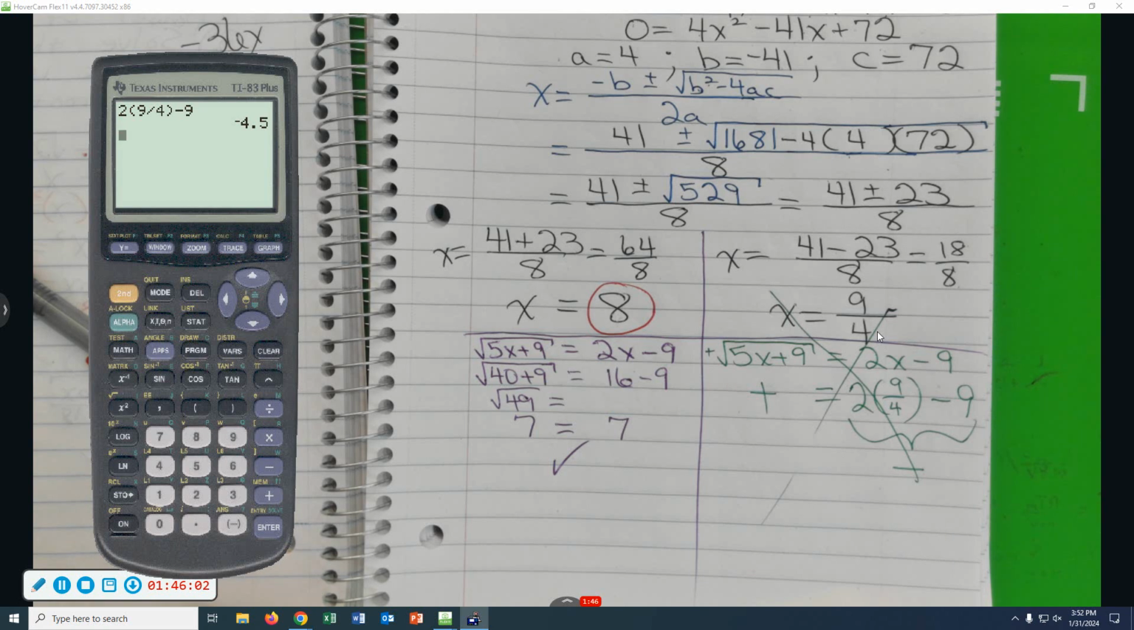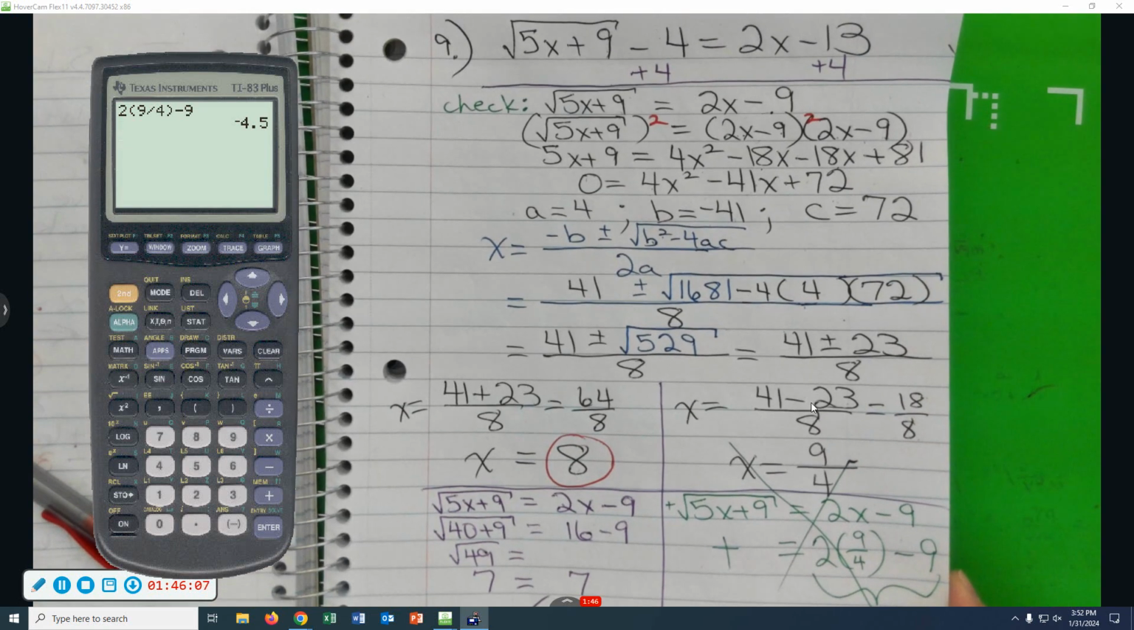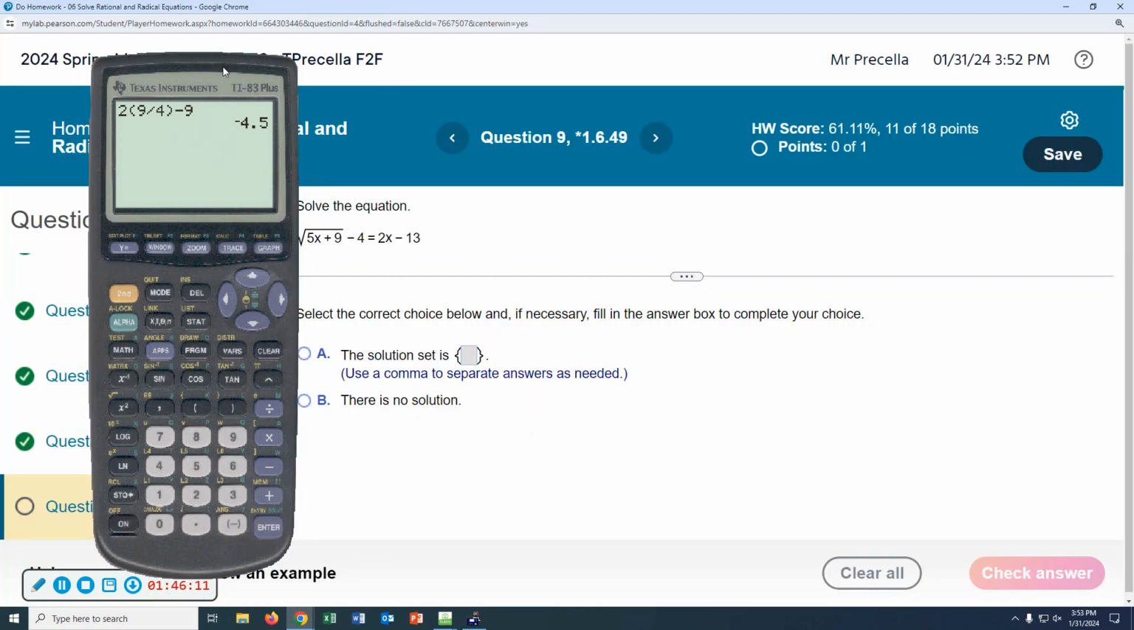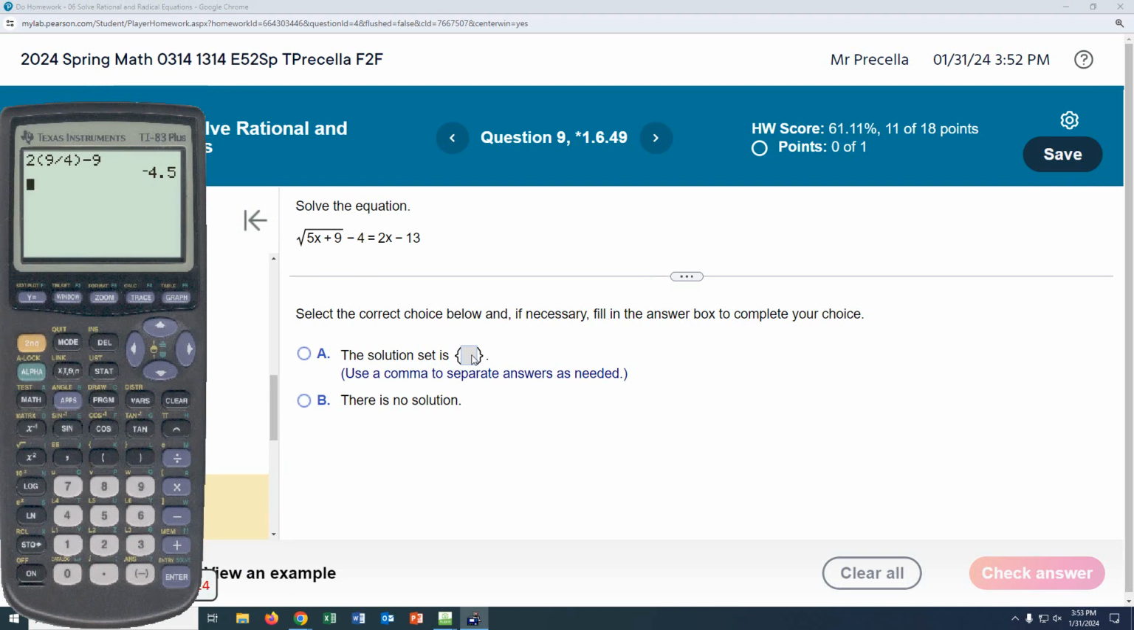All of that just to get the answer x equals 8. Oh, let me plug that in. Move this. 8.